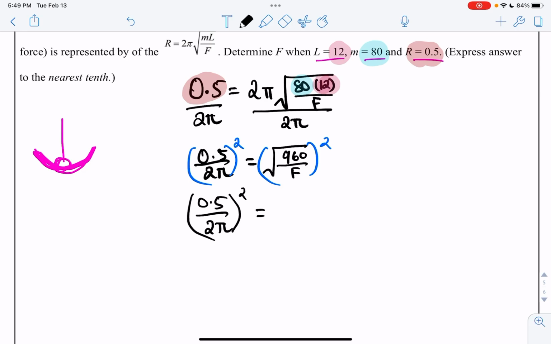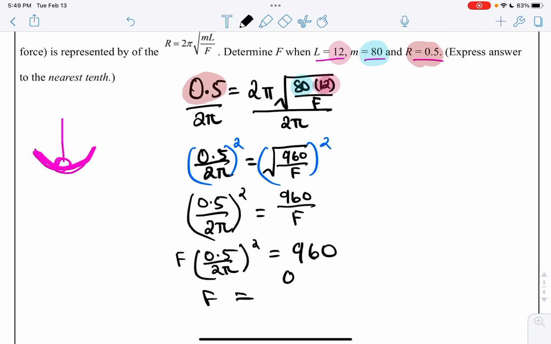Then I have 960 over F on its own. So I need to get the F by itself. I can either multiply by F on both sides, or I can use the idea of product of means and extremes, which is something we learned in geometry, but if it's not as fresh in our mind, I am going to continue doing inverse operation. So F is equal to 960 divided by (0.5 over 2 pi) squared.